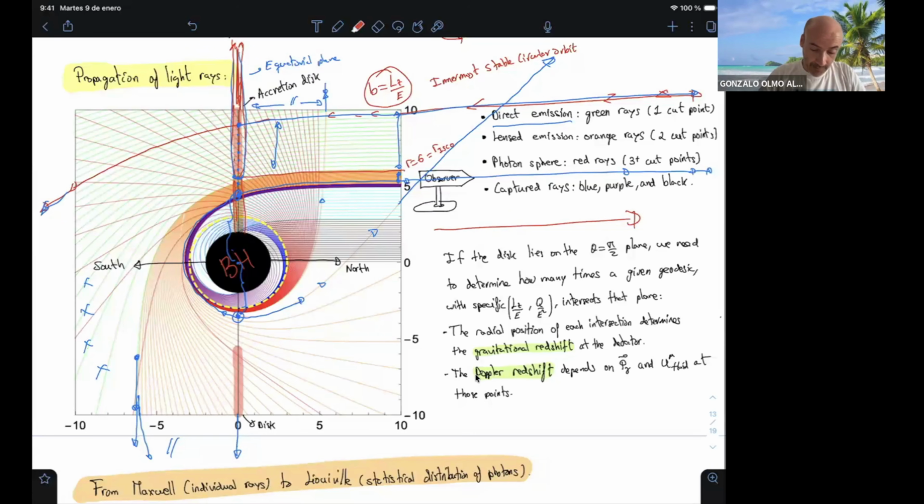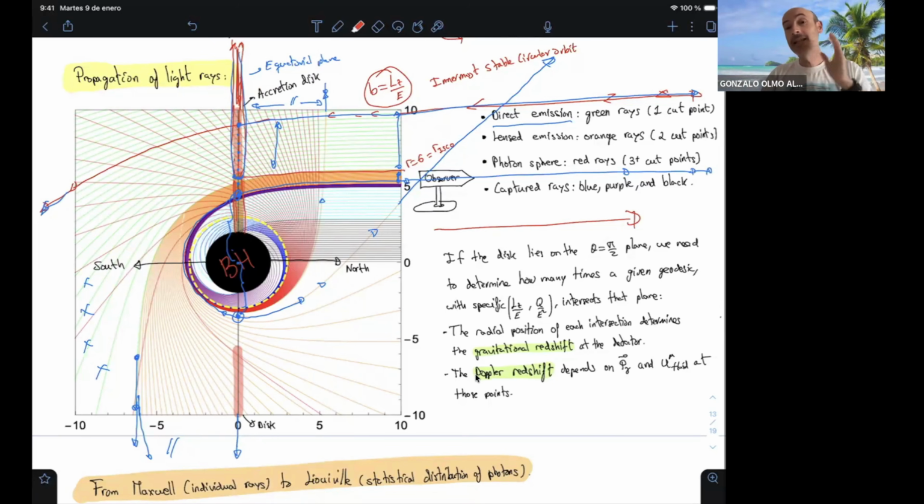So it's even here, okay? So this is why it is important to determine for each geodesic the intersection points with the equatorial plane, independent of the accretion disk model considered, okay? Because the intersection points are a property of the geodesic. It's a property of the spacetime.